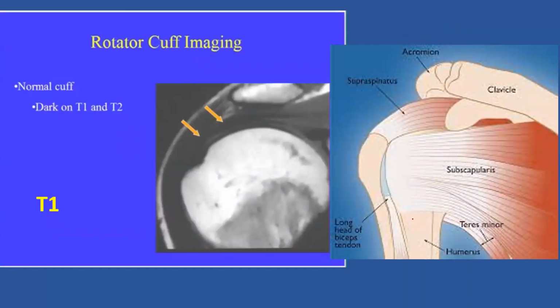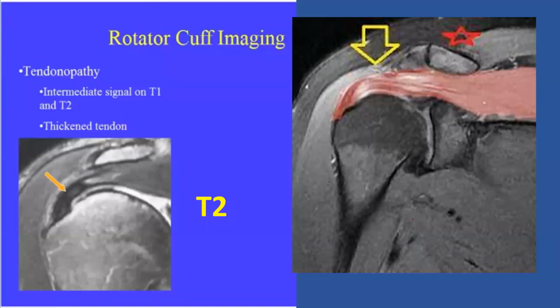Now, what about rotator cuff imaging? On the left-hand side, we know that the rotator cuff is dark on both T1 and T2 sequences. Don't forget this. This is very important. What about tendinopathy? Not tears, tendinopathy. You have an intermediate signal on T1 and T2. This tells you that there are some micro tears with inflammation. And this is how it would look on a patient on the right-hand side.